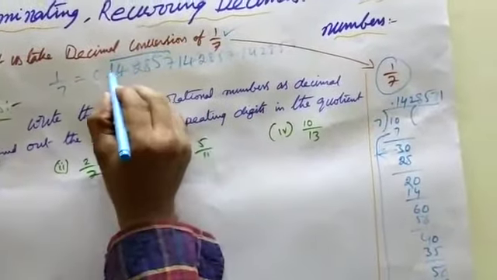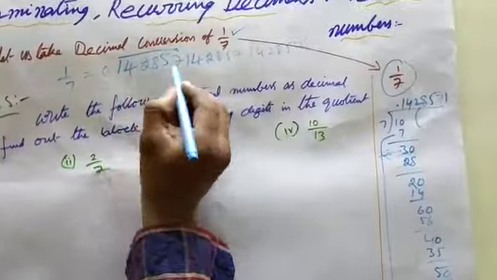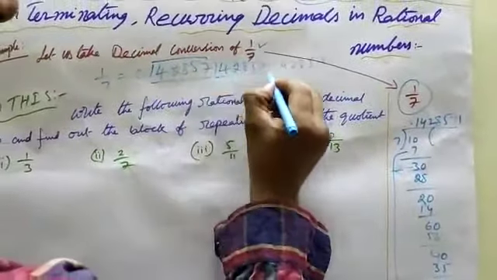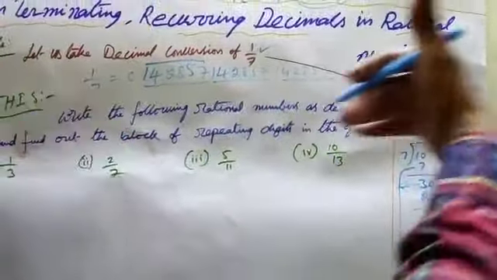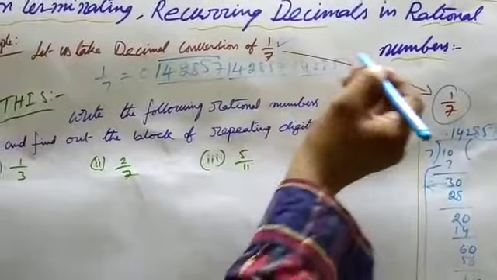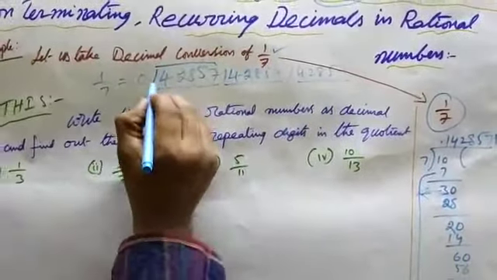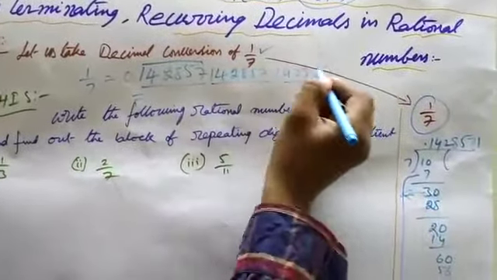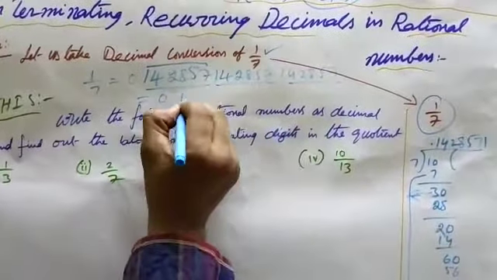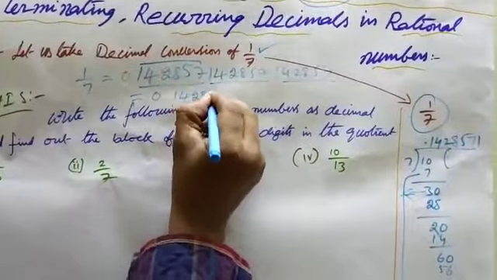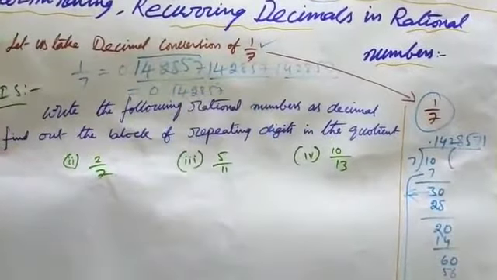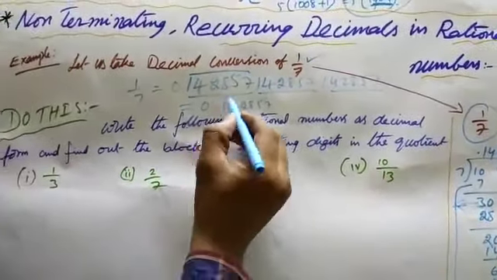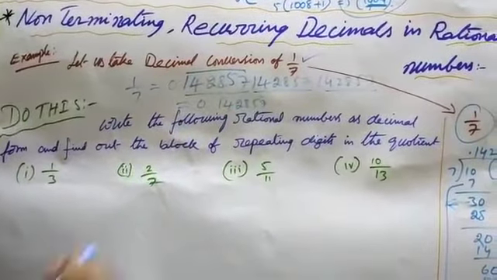142857. The 6 digits repeat. How many times they repeat is up to so on. The simplest form is therefore 0.142857 142857 142857, which means 0.142857 bar. Bar means this is non-terminating recurring.